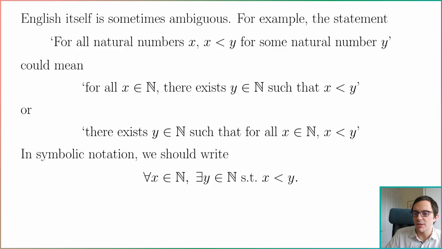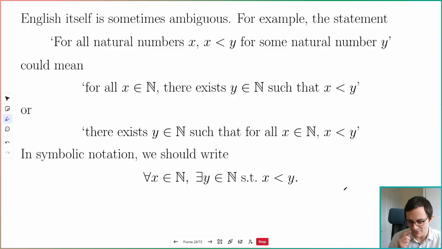So you might say, for all natural numbers x, x is less than y for some natural number y. And depending on where you put the pauses, that could mean a couple of different things. It might mean for all x in the naturals, there exists y in the naturals such that x is less than y. Fair enough. Or it might mean there exists y in the naturals such that for all x in the naturals, x is less than y. And in symbolic notation, if we want to write down the one of those statements that's true, we should write down for all x in the naturals, there exists a y in the naturals such that x is less than y, with the quantifiers in that order.